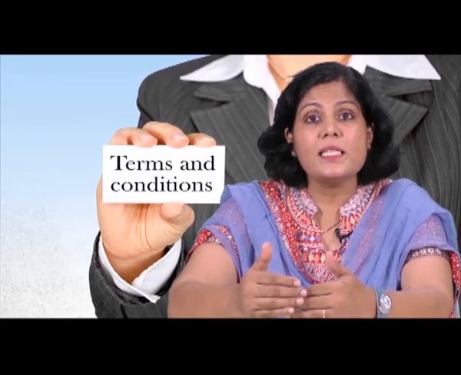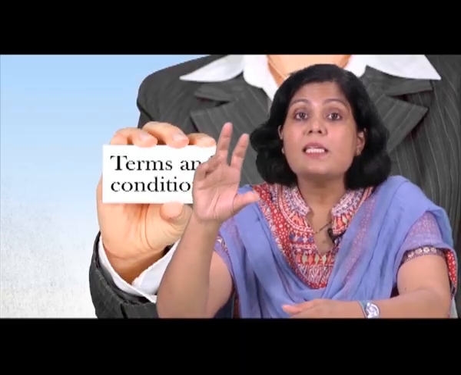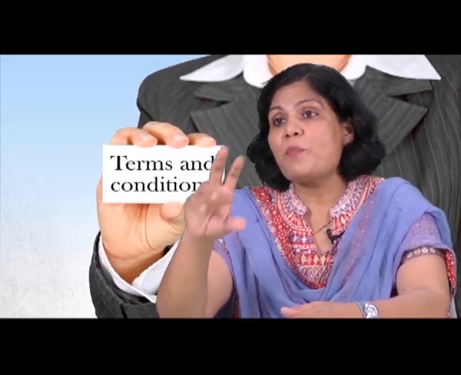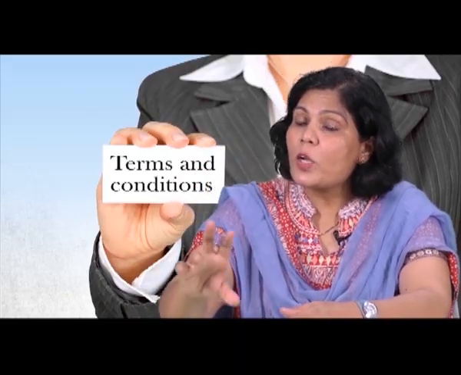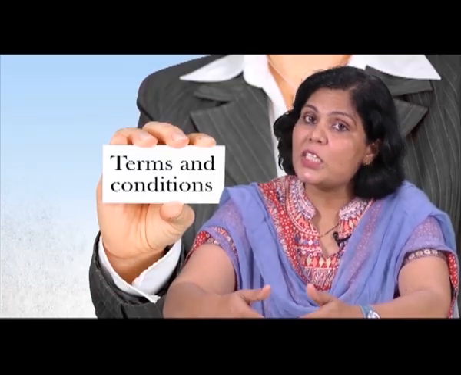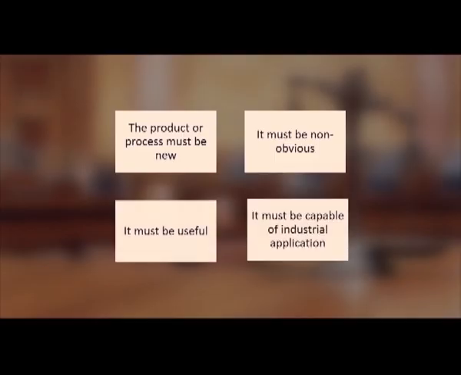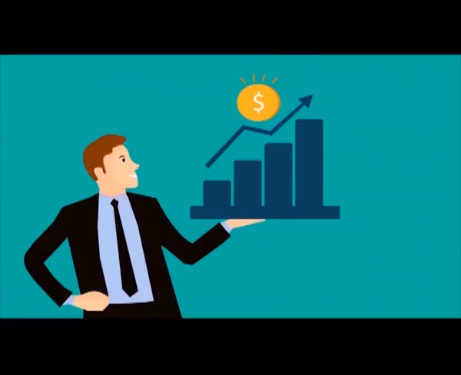So, unless and until your invention or your process fulfills these conditions of patentability, the government will not give you a patent. So, for that you have to fulfill the eligibility conditions of patentability, which is that the product or process must be new, it must be non-obvious, it must be useful, and it must be capable of industrial application.